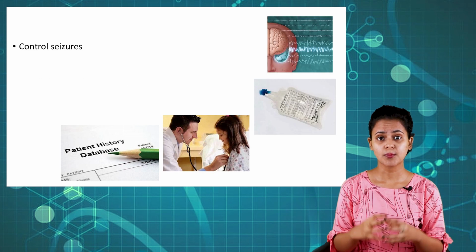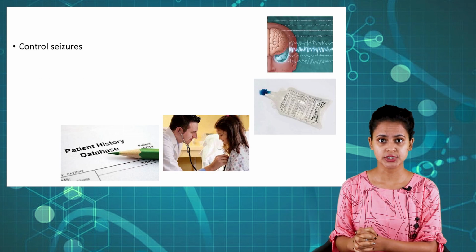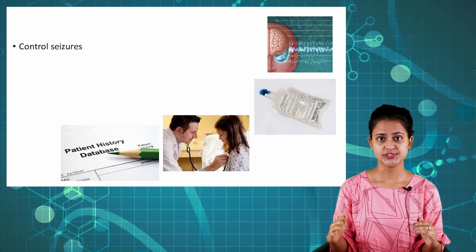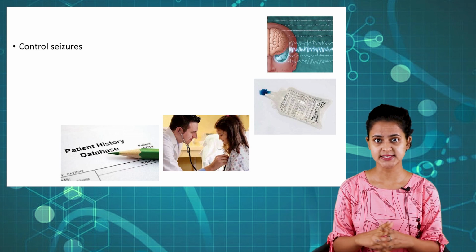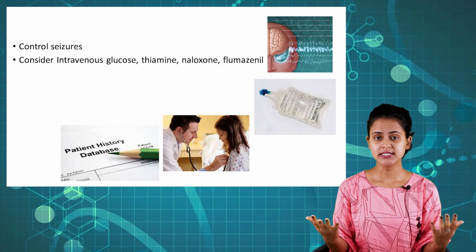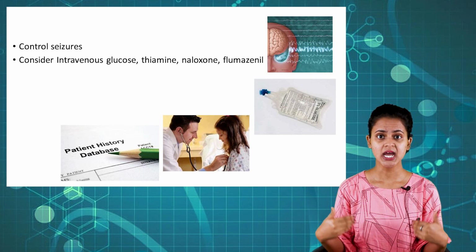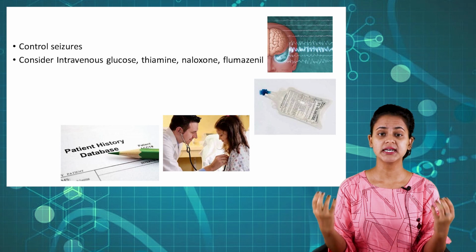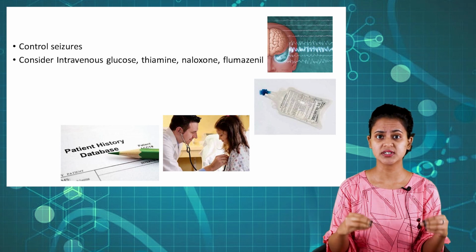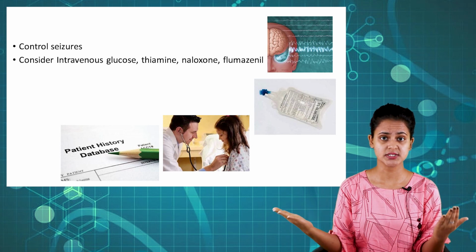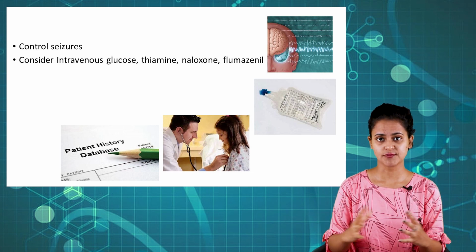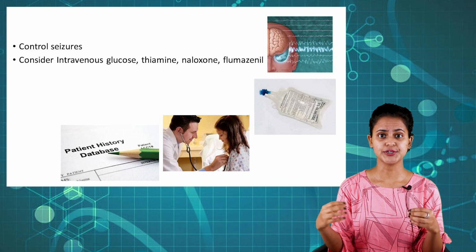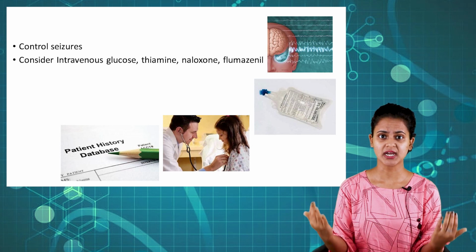The next part of the management includes control of seizure. So here basically the administration would be done of anti-seizure medications. Depending on the client's need, glucose would be administered, thiamine also would be administered, and certain anti-seizure medications can be administered for the client if they are showing any state of hypoglycemia, any kind of malnutrition, or even the presence of seizure.